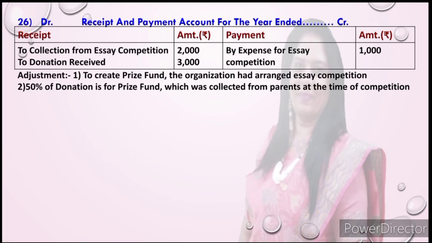Again receipt and payment account is given. On the receipt side, to collection from essay competition 2000, to donation received 3000, by expenses for essay competition 1000. Adjustment is given. To create prize fund, the organization had arranged an essay competition. 50% of donation is for prize fund, which was collected from parents at the time of competition. First adjustment. To create a prize fund, the organization had arranged an essay competition. So let's see how to give the effect.